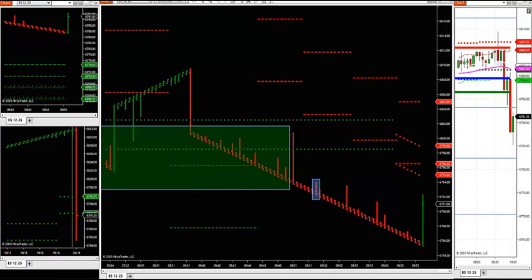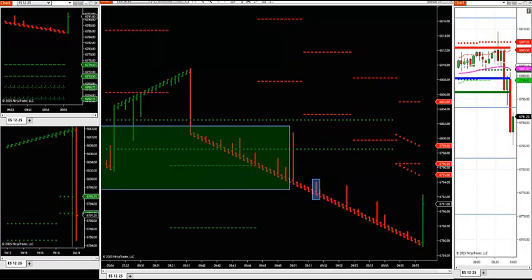93.25. Where's our breaking point on my zone? I said the breaking point would be 93, exactly 93, which was the low of the zone. You have confluence. Now we're looking for a break of 93. There's your pull in. You can pull in either one of those. Pull in here, pull in here.